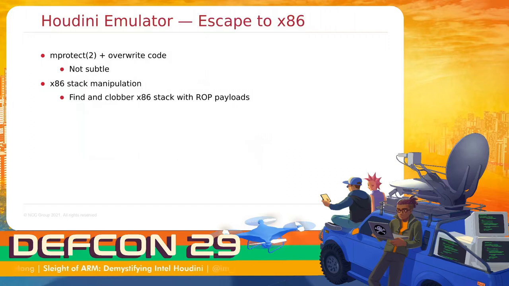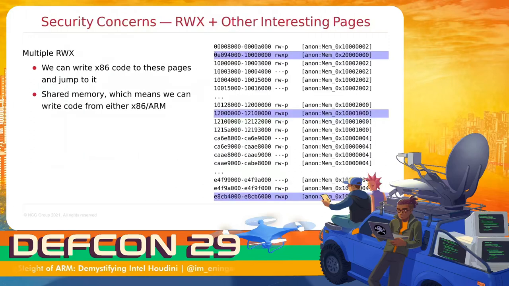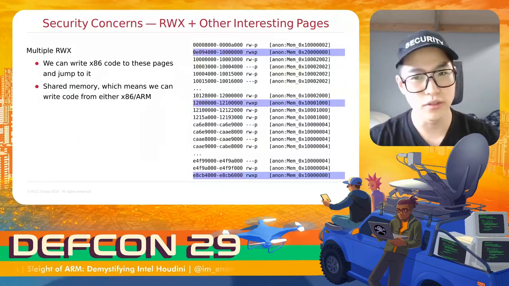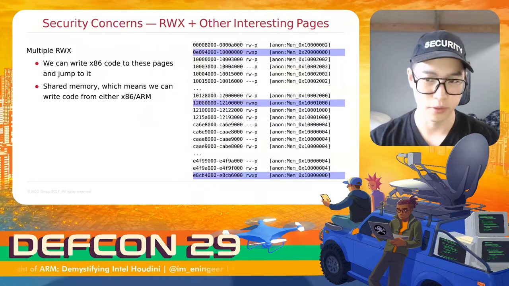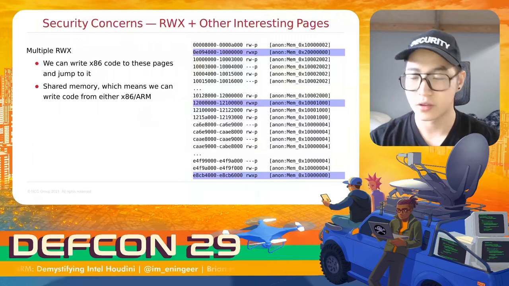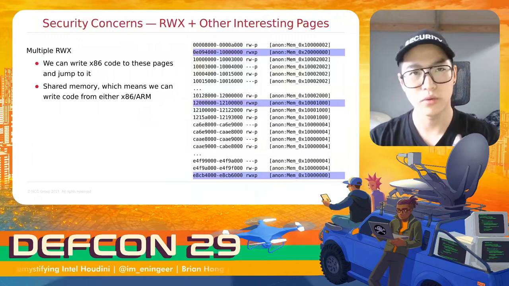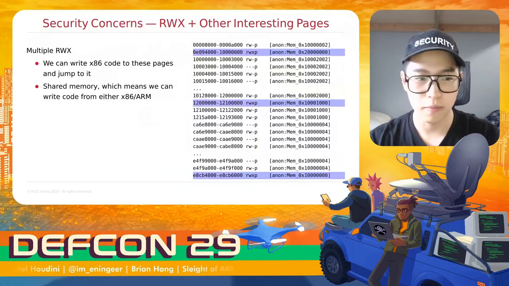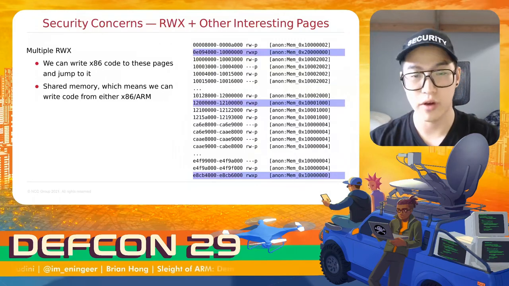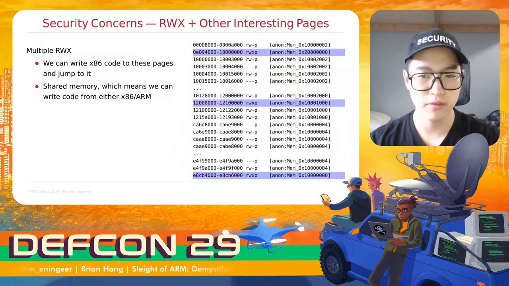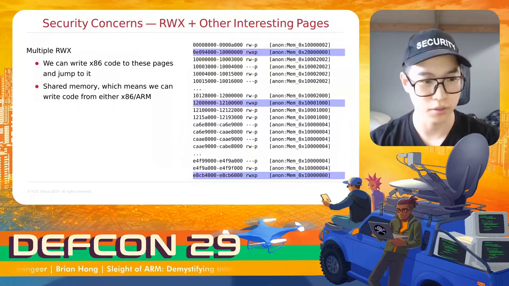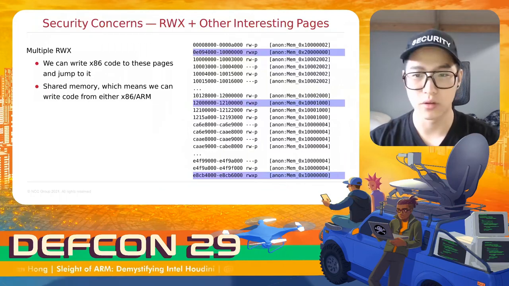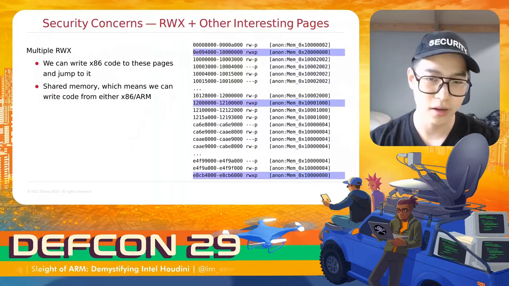That brings us to security concerns. Turns out libhoudini creates a bunch of RWX pages. They're used internally, and we saw one of the uses for that, which is being used for the clone syscall. They have read, write, and execute permissions, which means we could write x86 code to them and just jump to it. And they're again shared memory, so we could write code from either the x86 side or the ARM side.